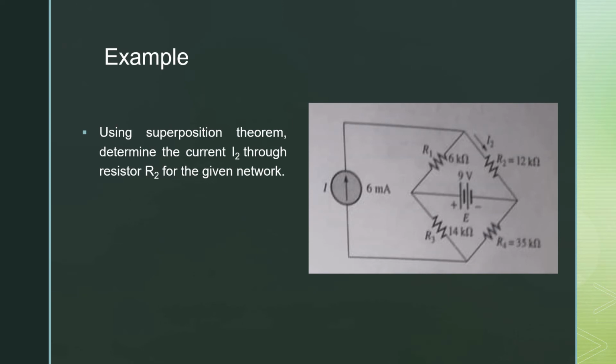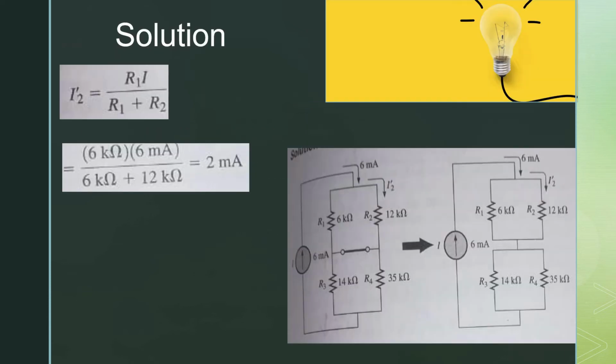Let us consider a circuit in which we have to find the value of I2, which is flowing through the resistor R2, using the superposition theorem. So using the superposition theorem, we take only one source. Let us consider the current source in the circuit and remove the voltage source. We can remove our voltage source using a short circuit. When we short circuit the voltage source, we redraw the circuit in this form.